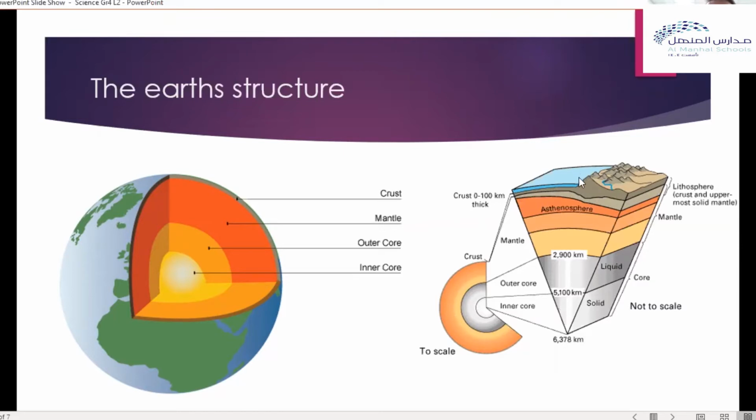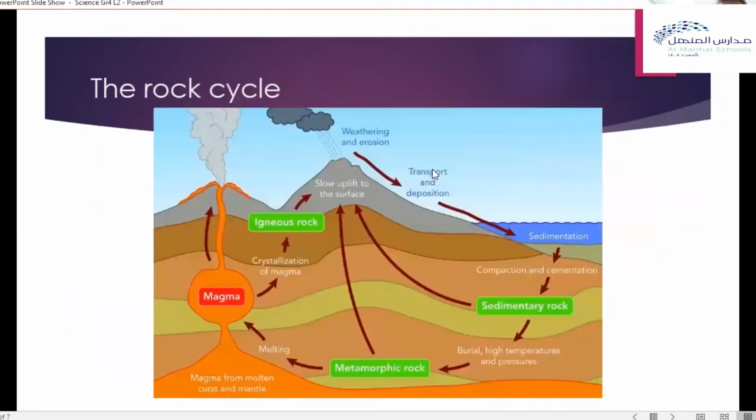We can see that the Earth's crust is covered by oceanic water. More than 70% of the Earth's surface is covered by water. The rest, the 30%, is land that forms mountains, valleys, or plains. So now that we know what the Earth's structure looks like, we can look at the rock cycle.